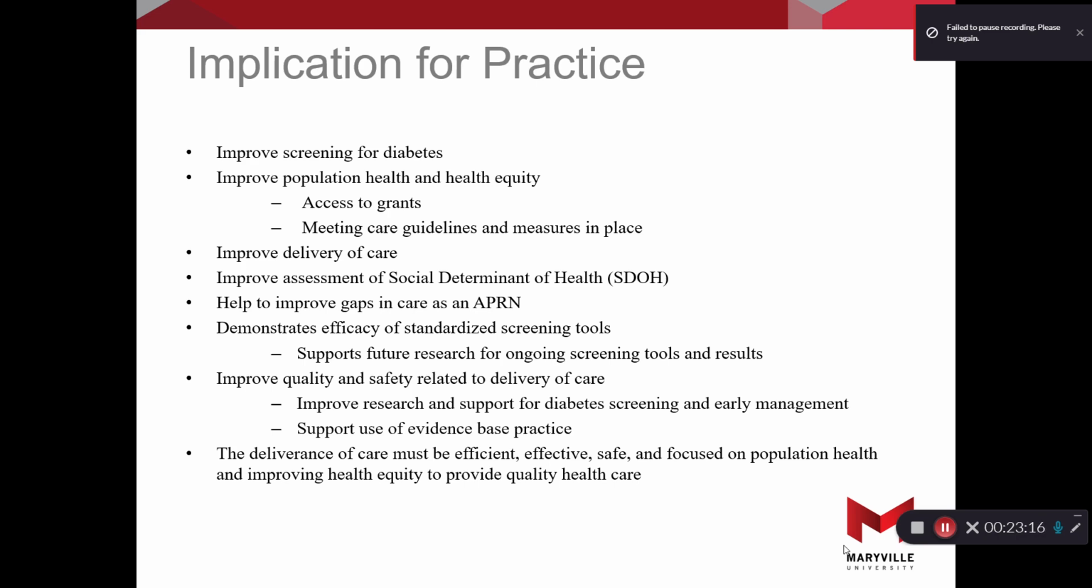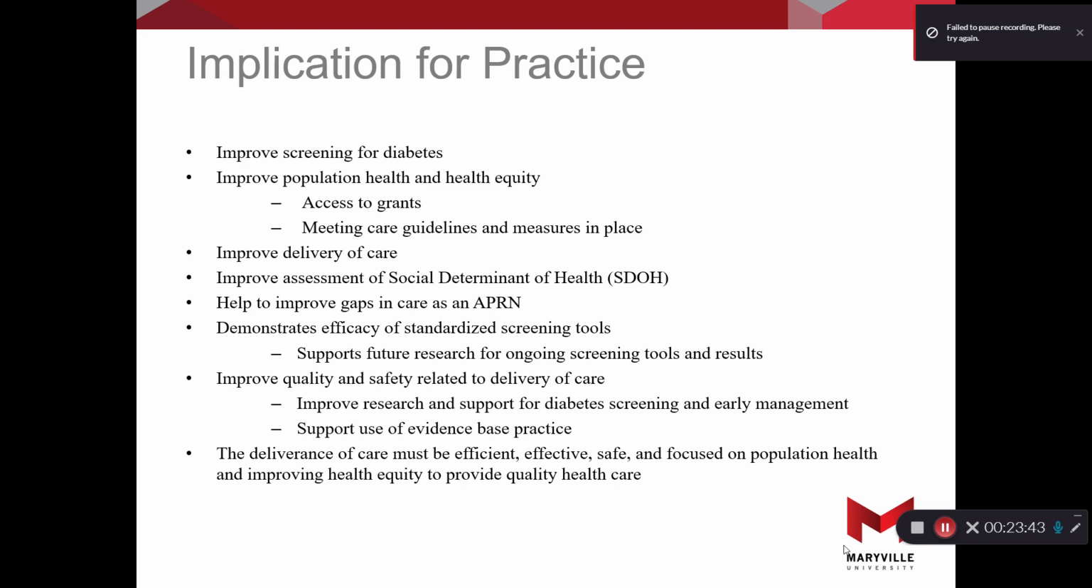Improved delivery of care, improved assessment of the social determinants of health. Again, these are a lot of the focuses of the federally qualified health centers, so it went hand in hand with their goals in place. It helps to improve any gaps in care as an advanced practice registered nurse. Being able to work in the future in a rural health clinic where maybe an MD or DO is not available, as an APRN, being able to deliver that care and close those gaps is also an implication for practice.